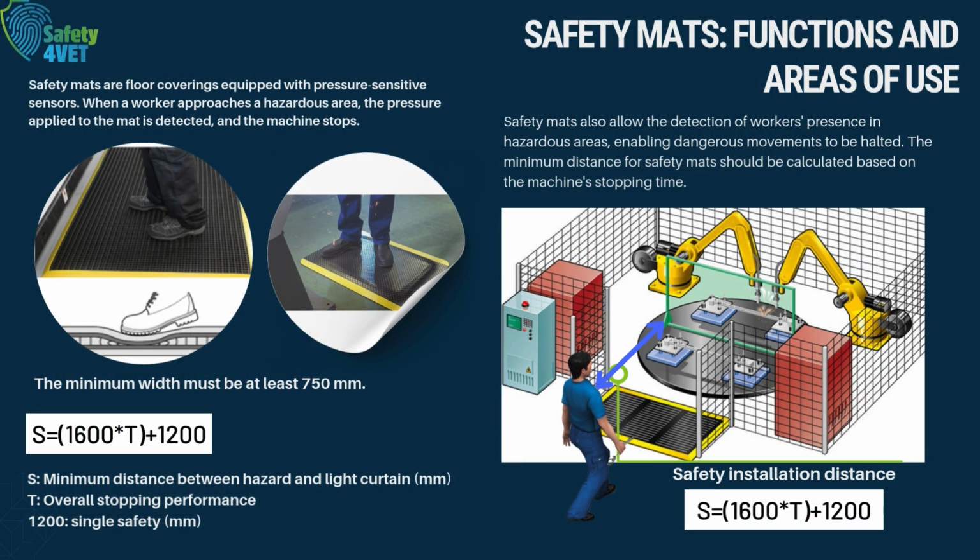Safety mats are floor coverings equipped with pressure-sensitive sensors. When a worker steps into a hazardous area, the mat detects the pressure and stops the machine. These mats are often used in conjunction with other safety measures. When pressure is applied to the mat, the contact surfaces touch each other, and this contact is detected by a switching unit, which activates the machine's safety system. They are commonly used around presses, conveyor systems, and other dangerous machines. The effectiveness of the mats depends on proper placement and sufficient width.